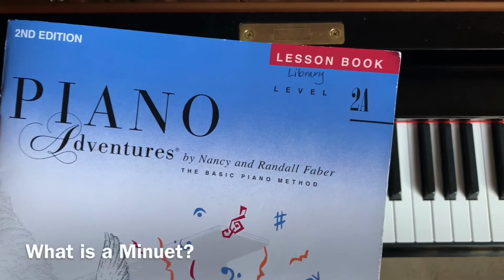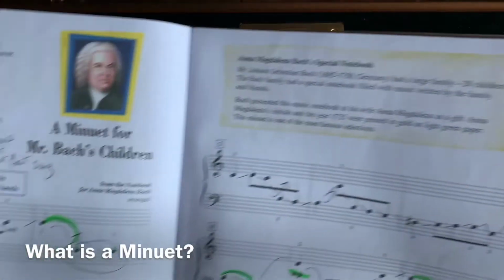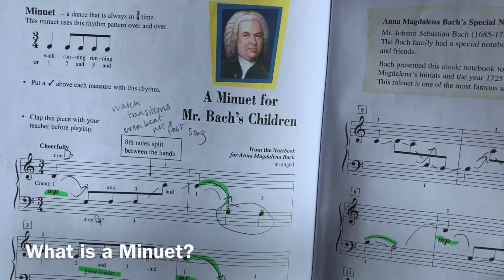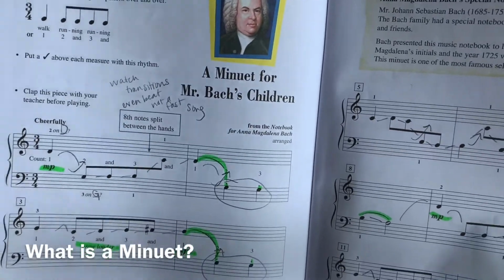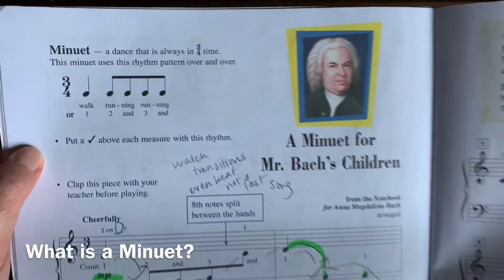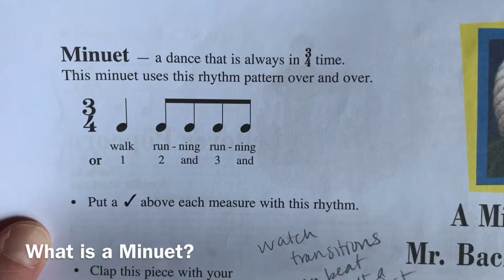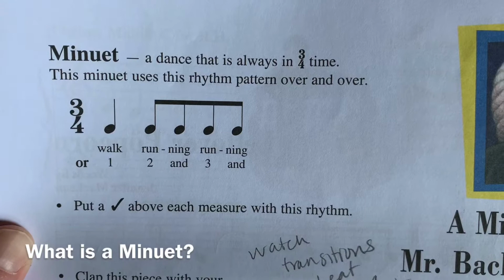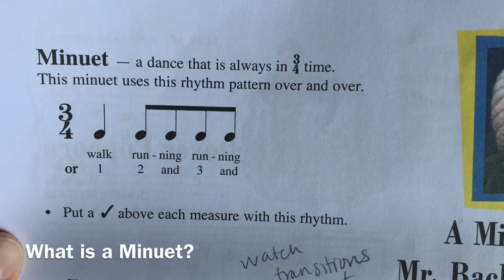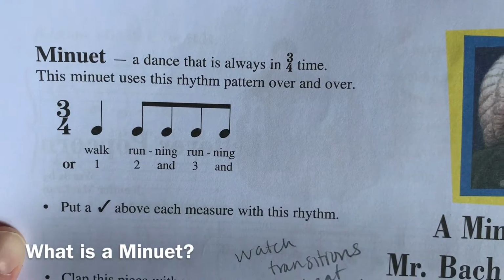Today we are in the Piano Adventures Level 2A lesson book, and we will be learning A Minuet for Mr. Bach's Children. This is an arranged version of a very popular minuet that you have probably heard in the past. What is a minuet? A minuet is a dance that is always in 3/4 time. This minuet uses a simple rhythm pattern over and over.